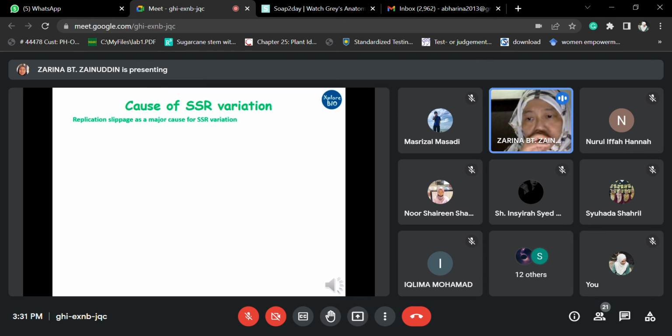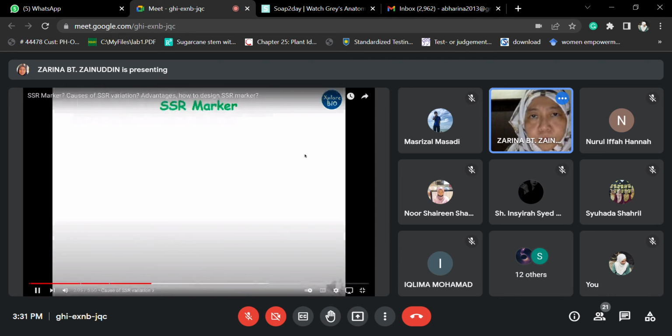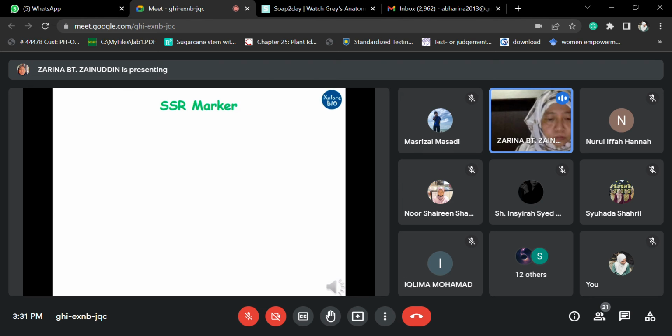Now we know that SSRs are prone to replication slippage. Individuals of a population have chances to show enormous SSR variation. Using SSR flanking primers, variation in SSR length is determined in different individuals. In this example, the SSR marker is designed for 80 repeats. When this primer is used to amplify DNA of different individuals using PCR, similarities and differences between them are determined based on their length on agarose gel.